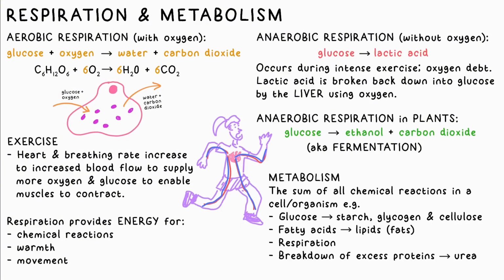Grouping all of these together, metabolism is defined as the sum of all reactions in a cell or organism. These can include respiration, conversion of glucose into starch, glycogen and cellulose. Glucose can also be built into cellulose, which is used to make cell walls. Glucose and nitrates are used to make amino acids for protein synthesis. Fatty acids and glycerol are built up into lipids, and also the breakdown of excess proteins. This is turned into urea. More about that in paper 2.